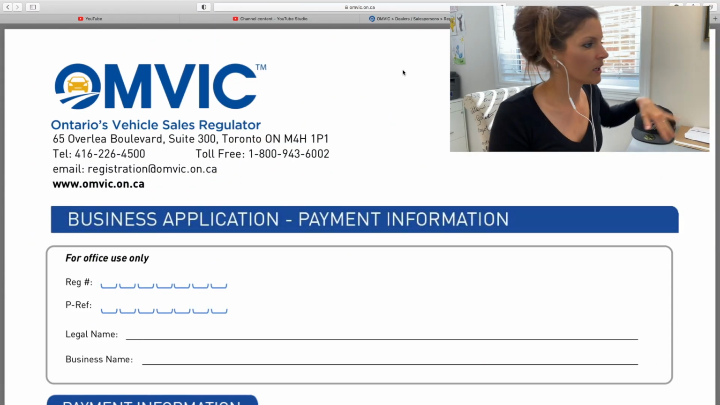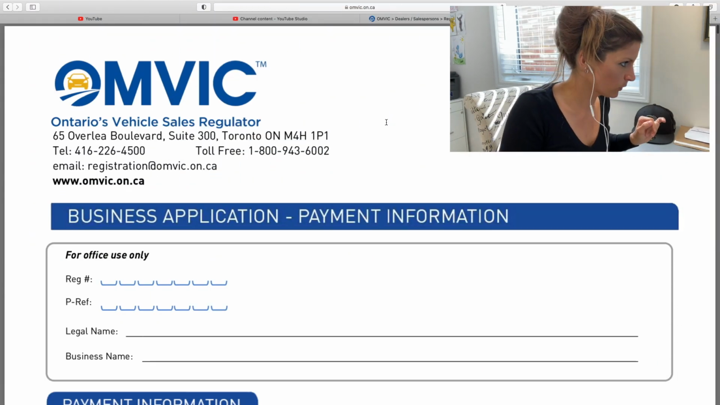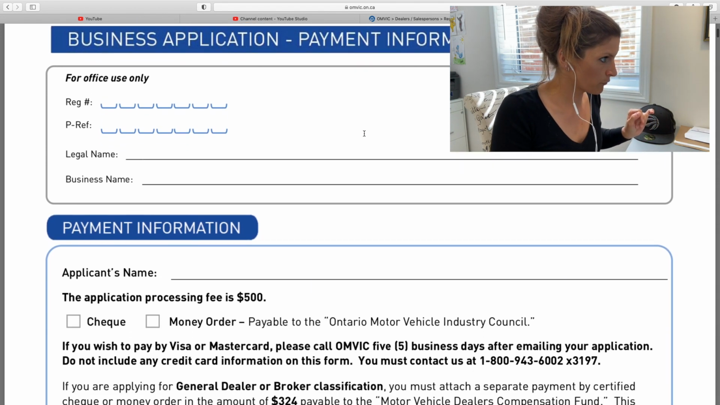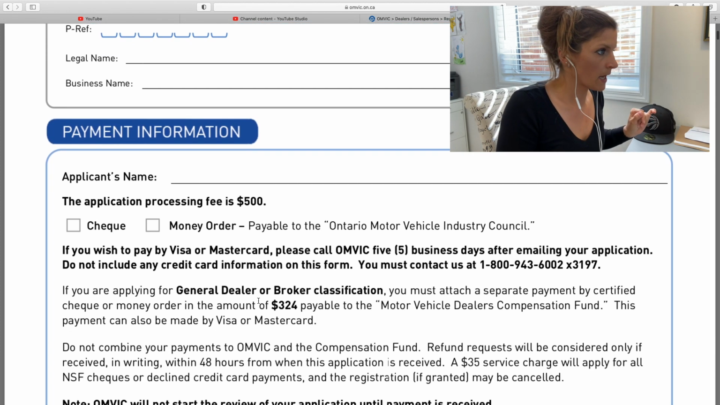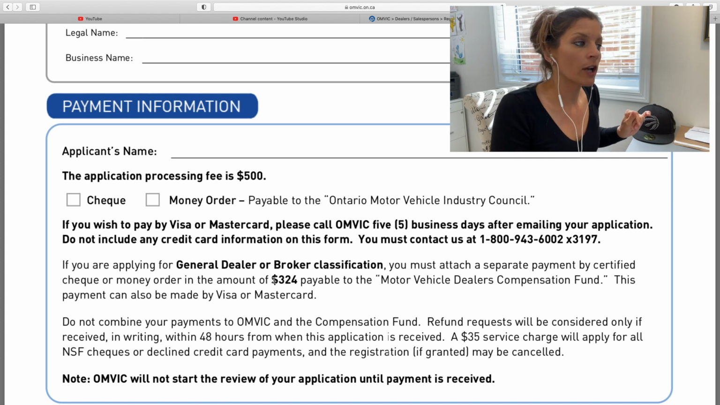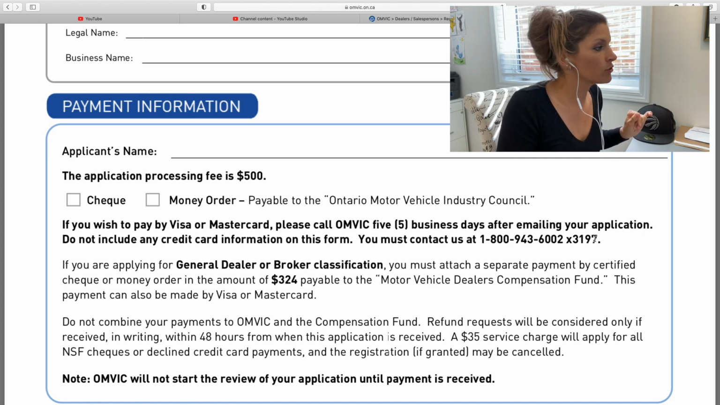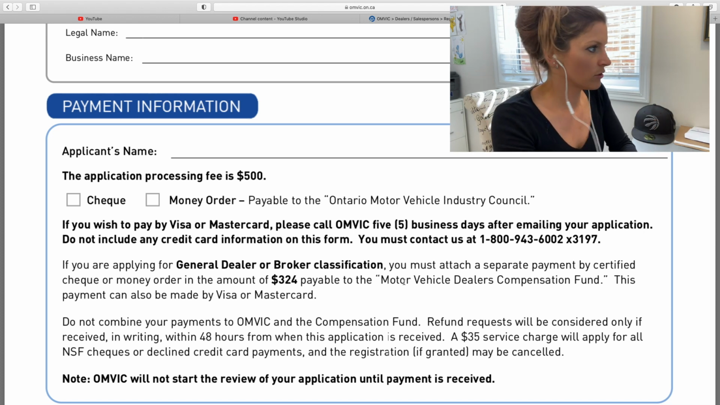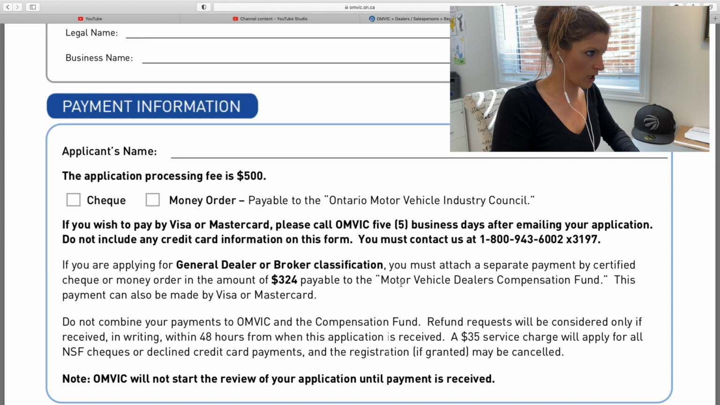Okay, so here is the business application form. It is going to cost you $500 to process, and you're also going to have to remit $324 by certified check or money order payable to the Motor Vehicle Dealer Compensation Fund. You can also pay that by Visa or MasterCard.